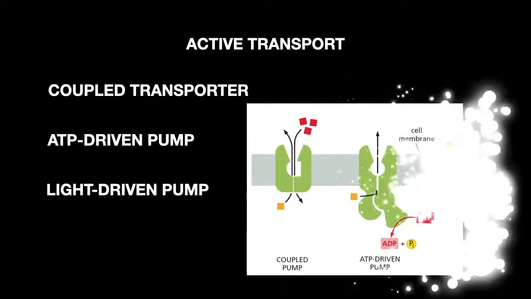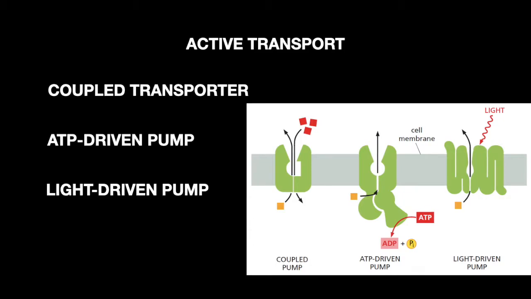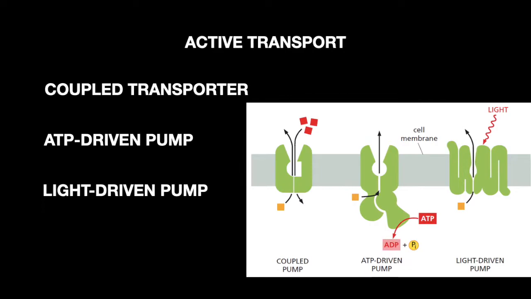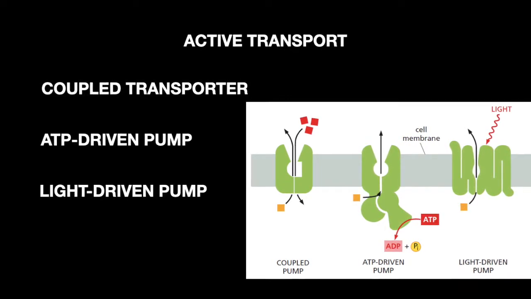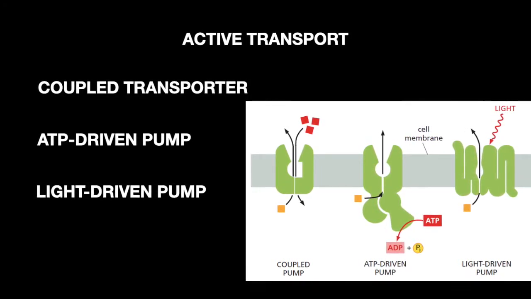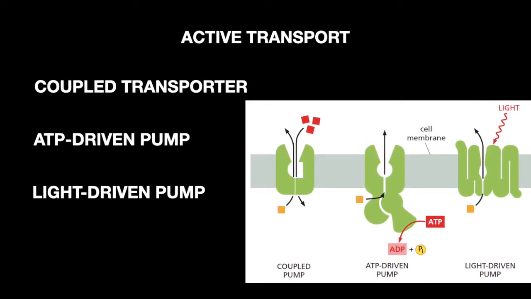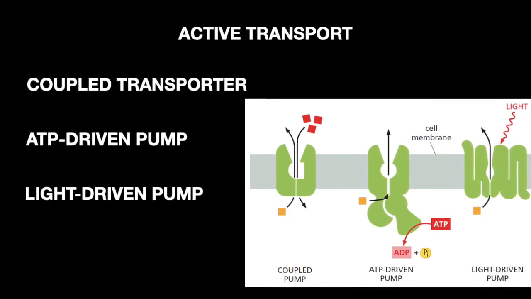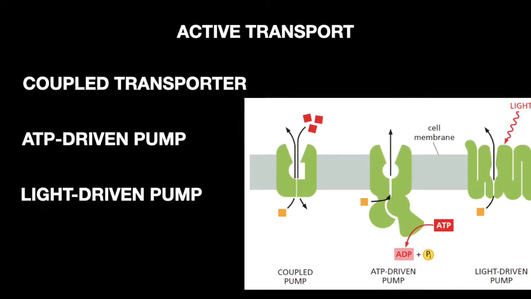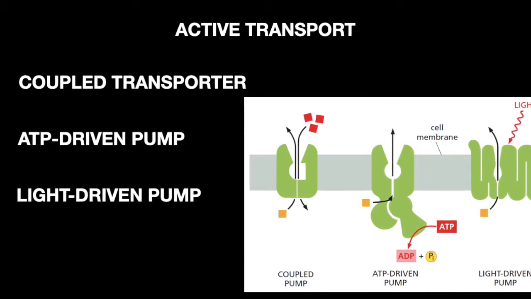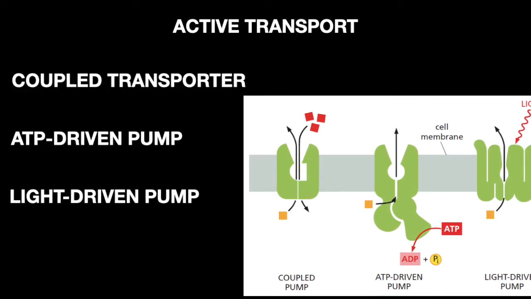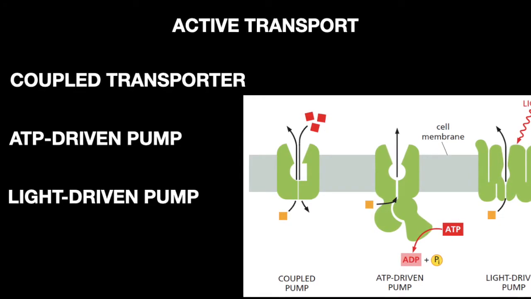As you can see in the diagram, coupled transporters couple the uphill transport of one solute across the membrane to the downhill transport of another. ATP-driven pumps couple uphill transport of solute to the hydrolysis of ATP to ADP and Pi. And light-driven pumps, which are found mainly in bacteria and archaea, couple uphill transport to an input of energy from light, as with bacteriorhodopsin.